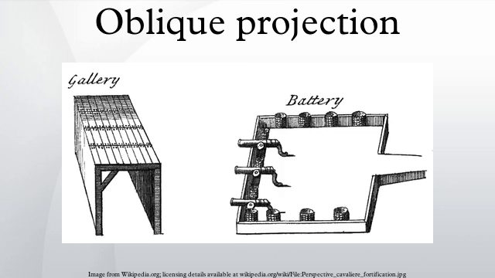This article discusses the imaging of 3D objects. For an abstract mathematical discussion, see projection. Oblique projection is a simple type of technical drawing of graphical projection used for producing two-dimensional images of three-dimensional objects.